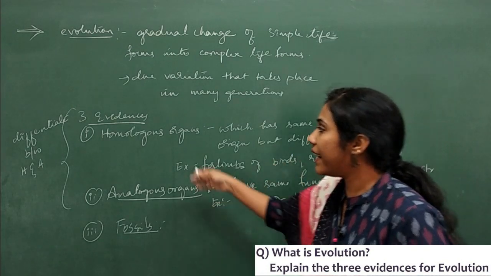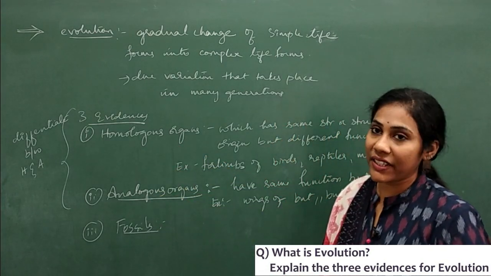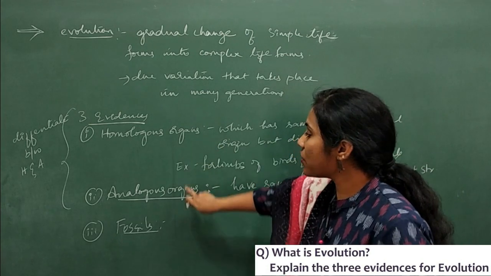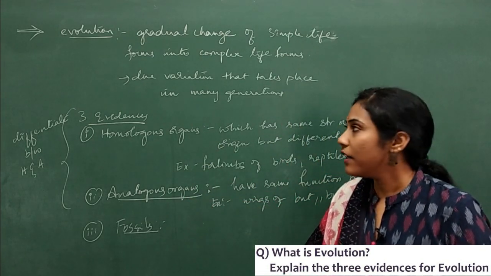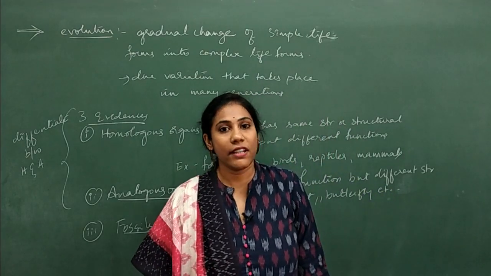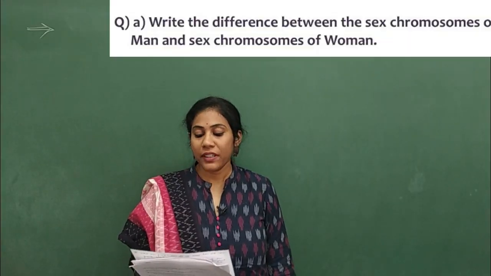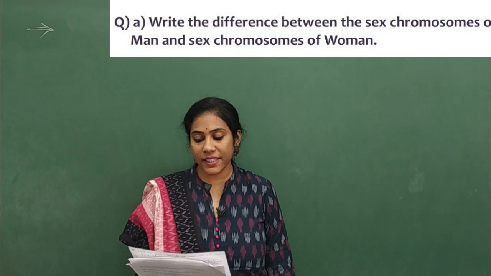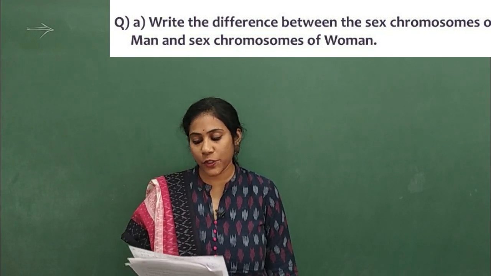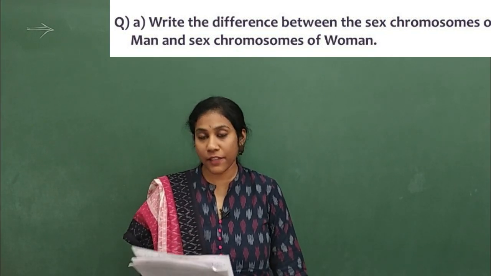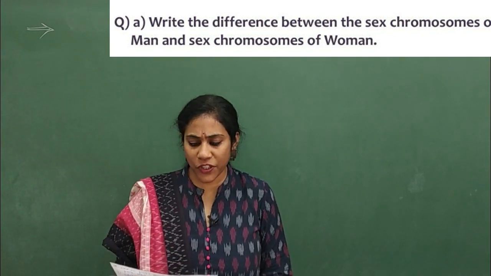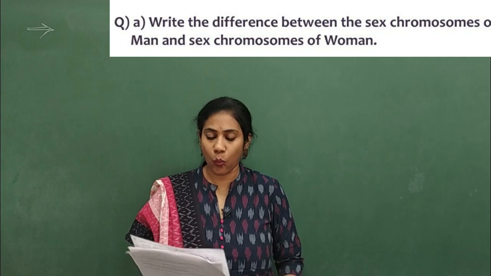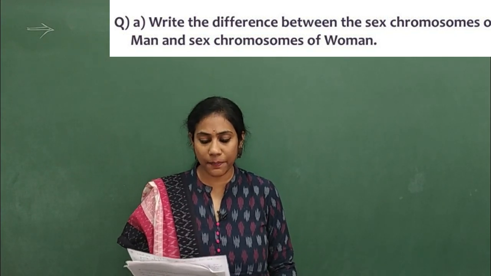What is evolution? And give any 3 evidences. So first one is homologous organ, analogous organ, and the third one is fossils. Clear? That's all. And we'll go for the next question. The next question would be, write the differences between the sex chromosomes of man and sex chromosomes of woman is the first sub-question. And the second sub-question is, sex of a child is determined by the father. Why? Let us see the first sub-question.